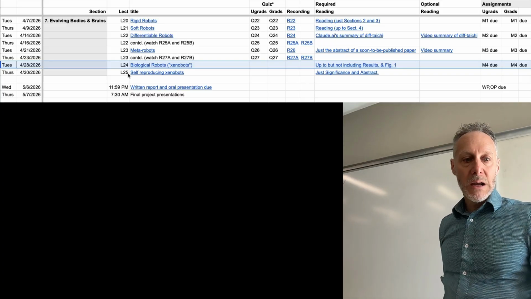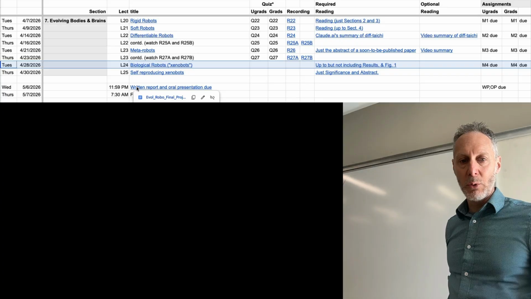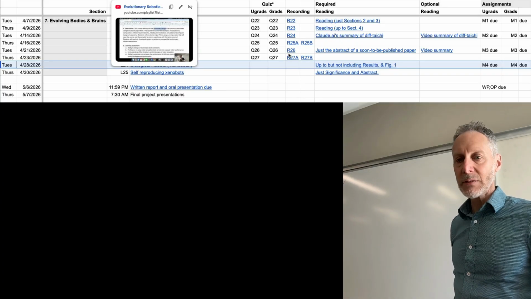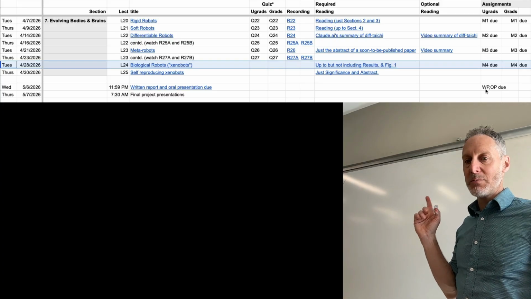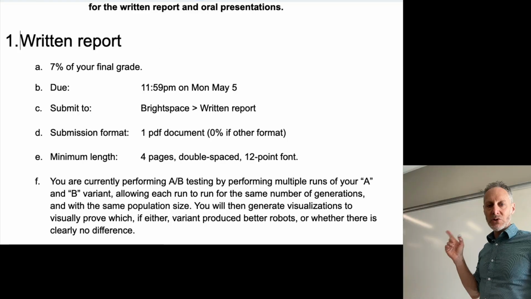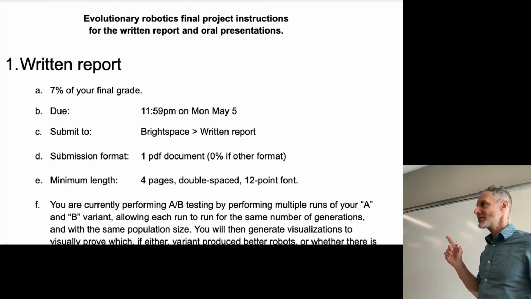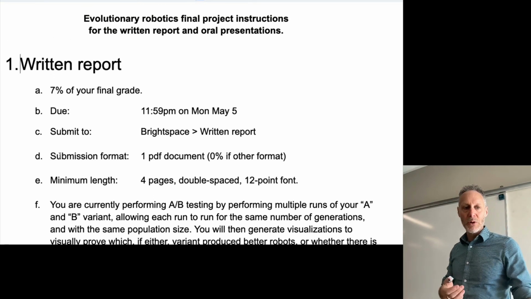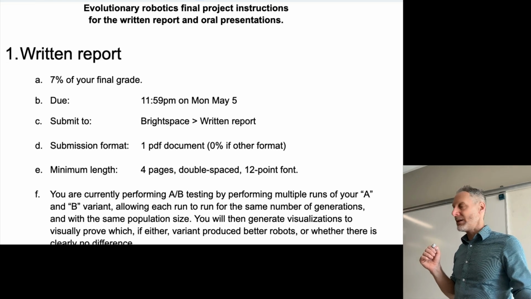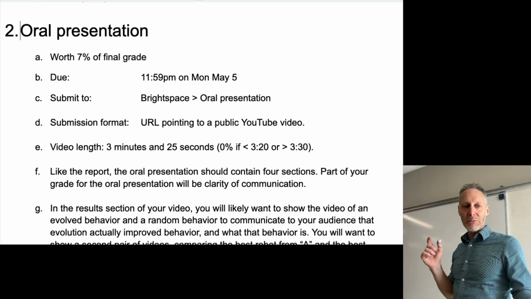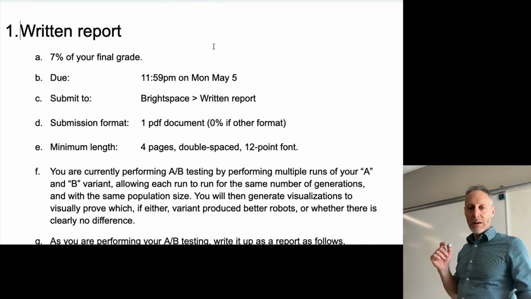Okay. All right. So you'll notice now on row 37 here, there's a hot link to written report and oral presentation. Right after class, I will put stubs up on Brightspace for you to submit your written report and your oral presentation. And those stubs will also point to this document. So we're going to go through the written report and oral presentation. Both of them are worth 7% of your final grade each. 7% for your written report and 7% for your oral presentation.